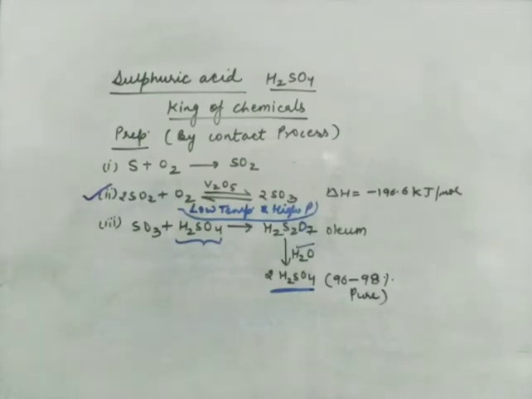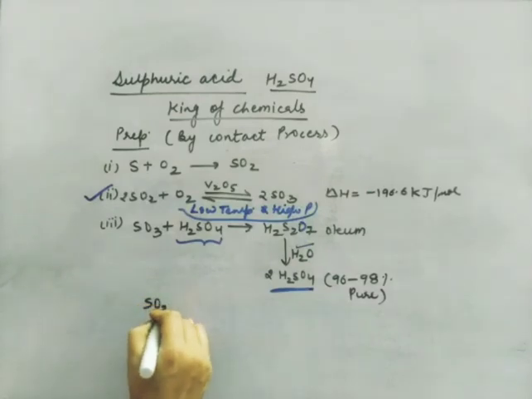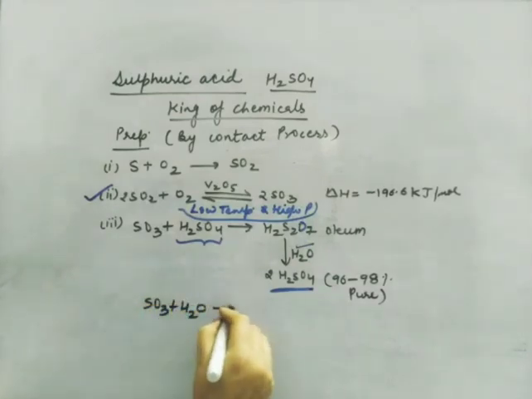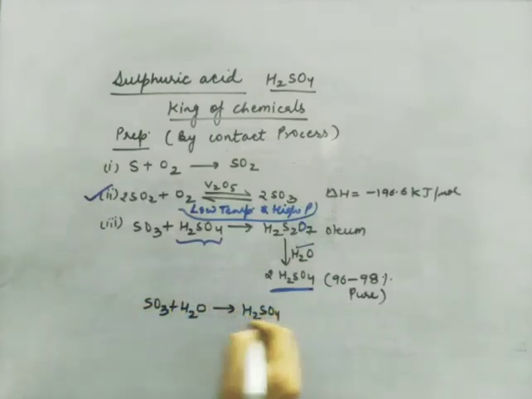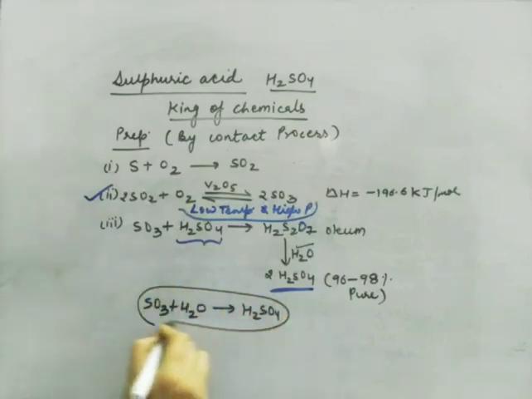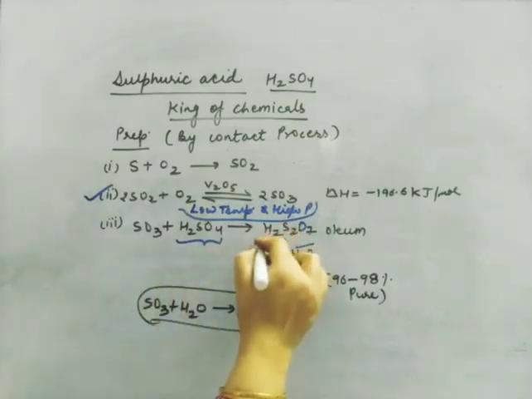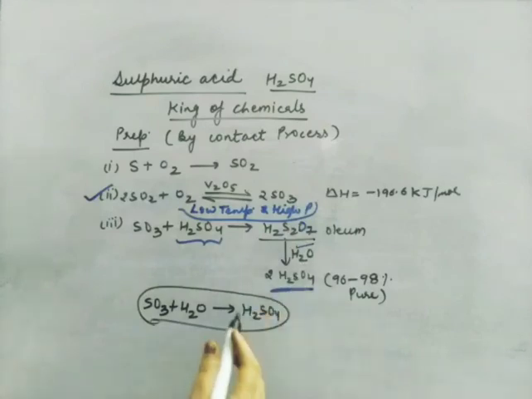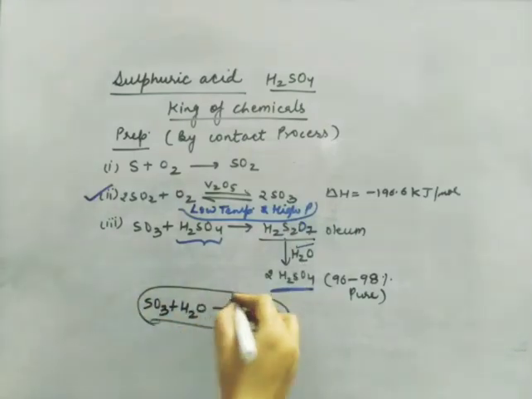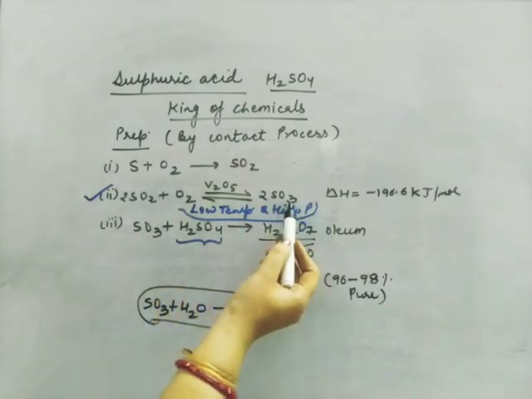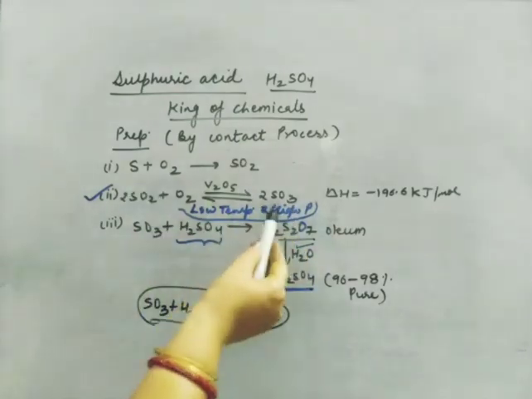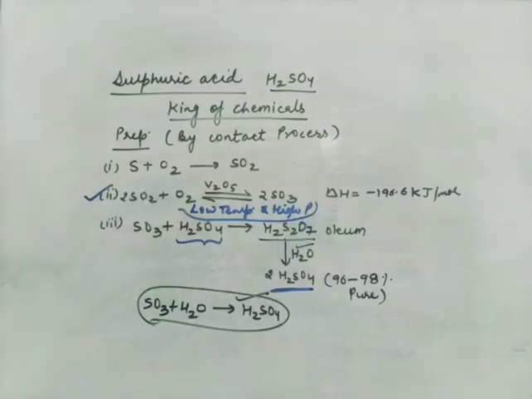Now, there is another way of preparing sulfuric acid, that is when sulfur trioxide is dissolved in water, it also changes to sulfuric acid. So one question comes to our mind: why are we first preparing oleum and then diluting it with water to form sulfuric acid? Why are we not preparing H2SO4 directly? We get SO3 in the second step, so this SO3 we can directly dissolve in water to form sulfuric acid.